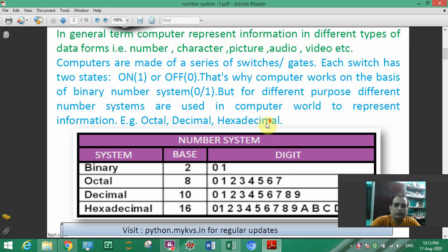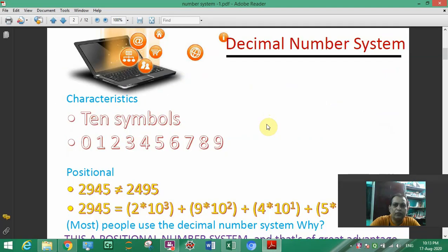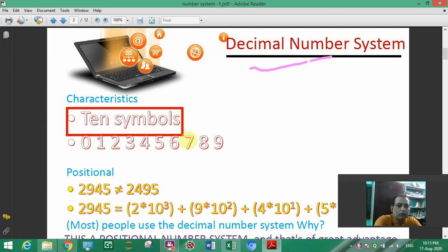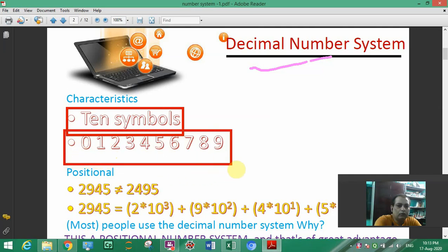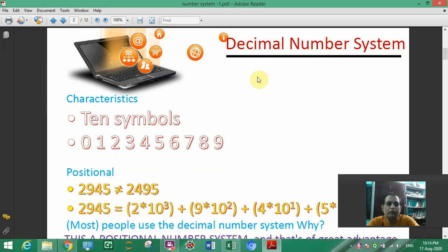So we will see what is next. We are going to start this decimal number system that I already told you. We know decimal number system from nursery classes, primary classes. It has how many digits? It has 10 symbols, that is called 10 digits: 0, 1, 2, 3, 4, 5, 6, 7, 8, 9. Each digit has its value.